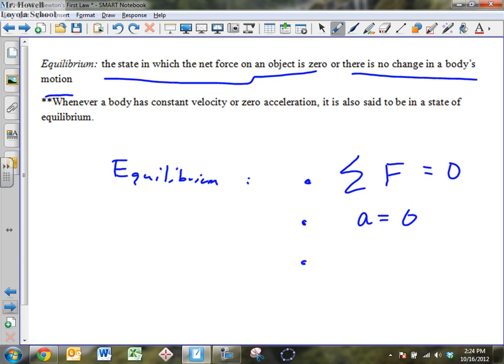And the last part is the tougher part to know. The velocity is a constant. It doesn't necessarily have to be zero, because the object could be moving at a steady rate. When the object is moving at a steady rate, there's no acceleration. So no acceleration just means that the velocity is constant. The velocity could be zero, but we know that it's constant.